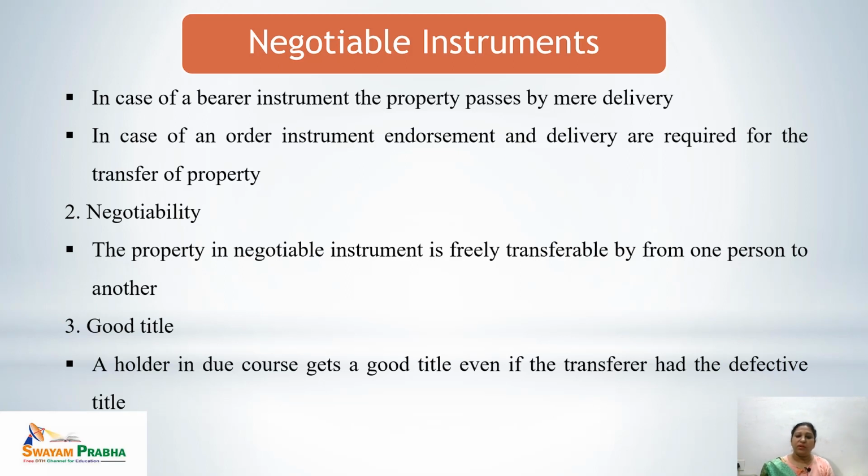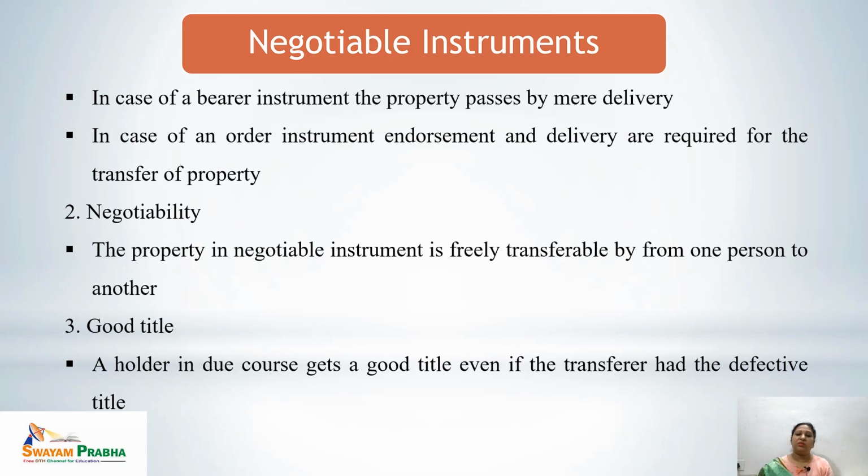In case of an order instrument, endorsement and delivery are required for the transfer of property. It means in case of a bearer instrument, only delivery of the instrument is required, whereas in case of the order instrument, with the delivery, endorsement is also an imposed condition. The second characteristic of a negotiable instrument is negotiability. The property in a negotiable instrument should be freely transferable from one person to another, meaning without any condition.